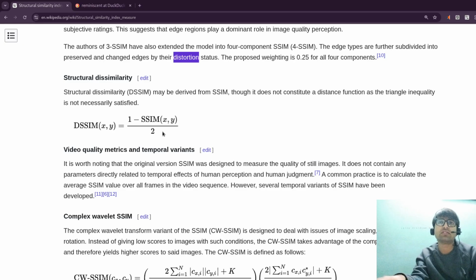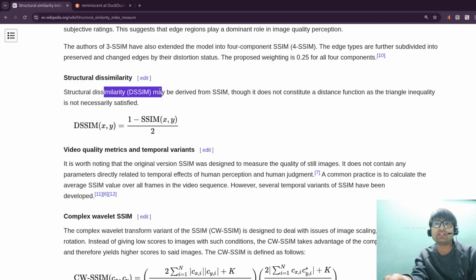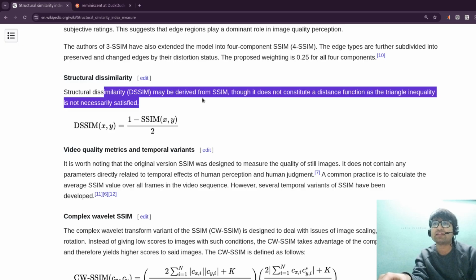Structural dissimilarity. Structural dissimilarity may be derived from the SSIM, though it does not constitute a distance function, as the triangle inequality is not necessarily satisfied. DSSIM(x, y) is given by (1 minus SSIM) divided by 2.